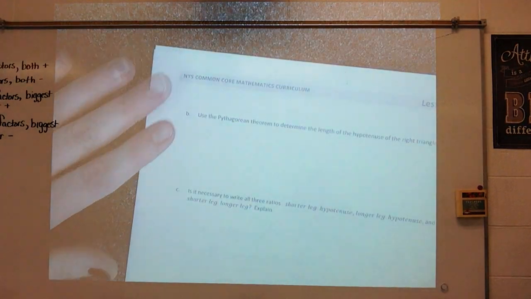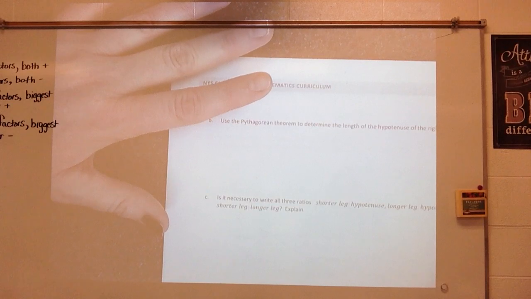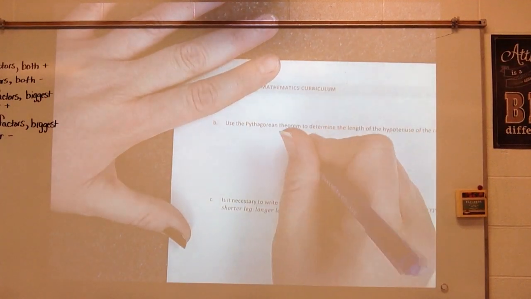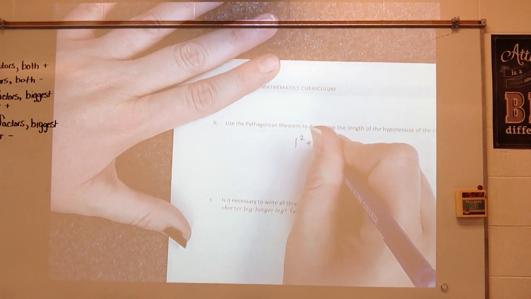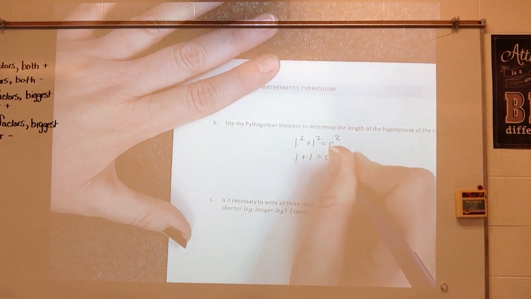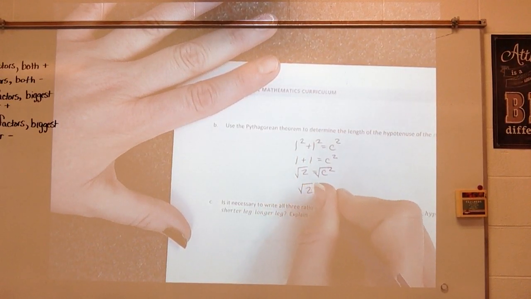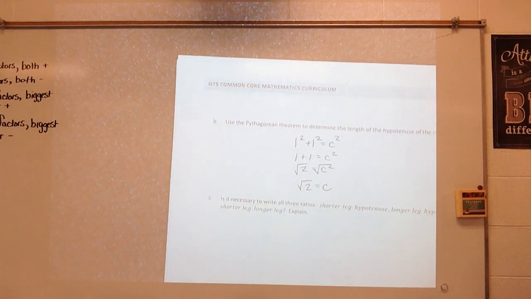Use the Pythagorean theorem to determine the length of the hypotenuse of the right triangle. Well, if both sides are 1, so I have 1 squared plus 1 squared is equal to c squared. 1 plus 1 is equal to c squared. 2 is equal to c squared. The square root of that is the square root of 2, so my hypotenuse is the square root of 2.